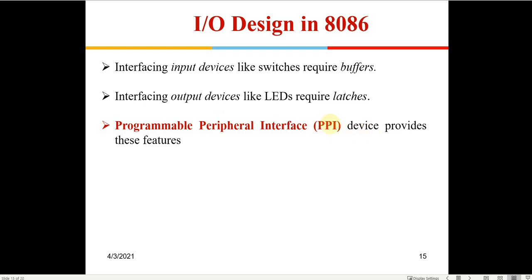Intel has provided some PPIs which are specifically meant for the 8086. But today we will discuss how we can interface IO devices without using a PPI, using buffers and latches. That we will see today. In the next class we will see the PPI devices.